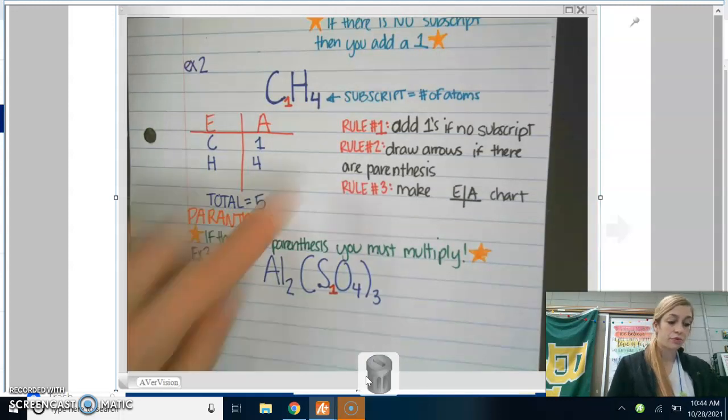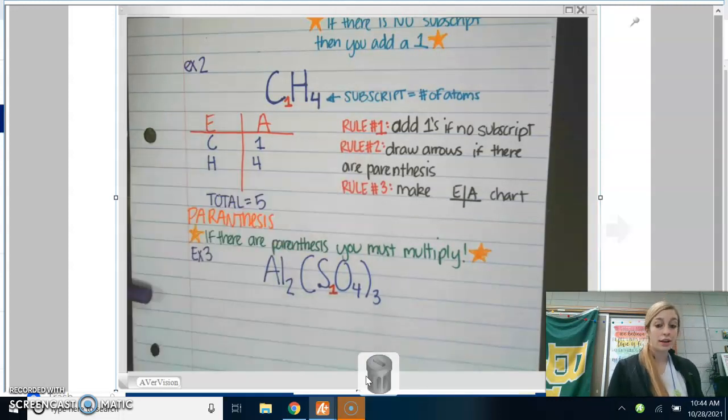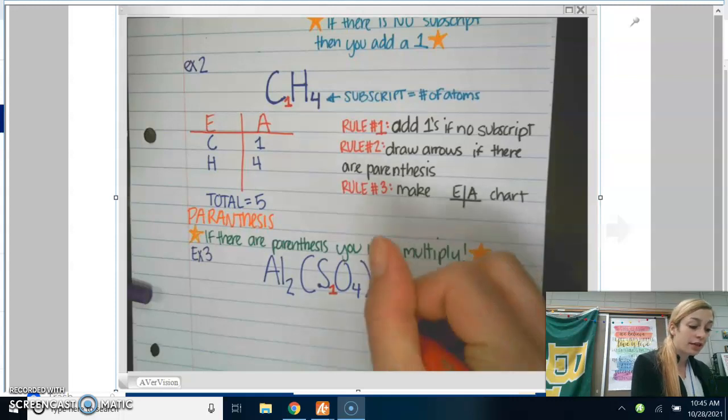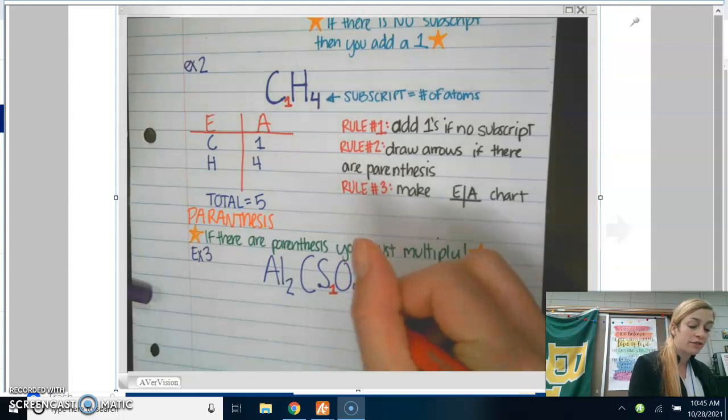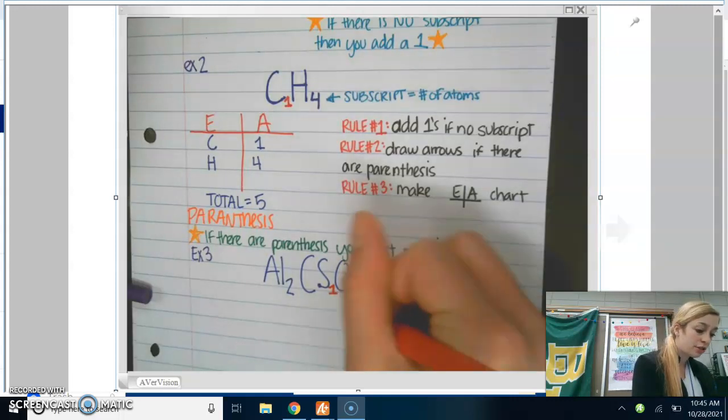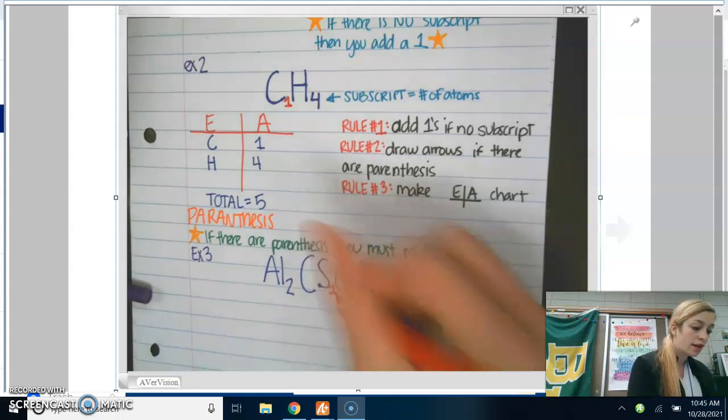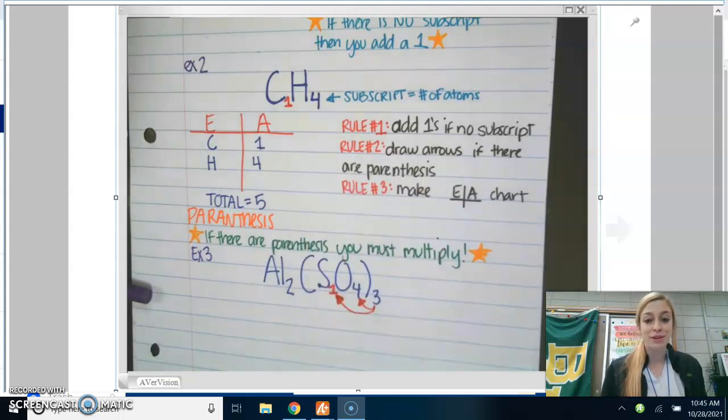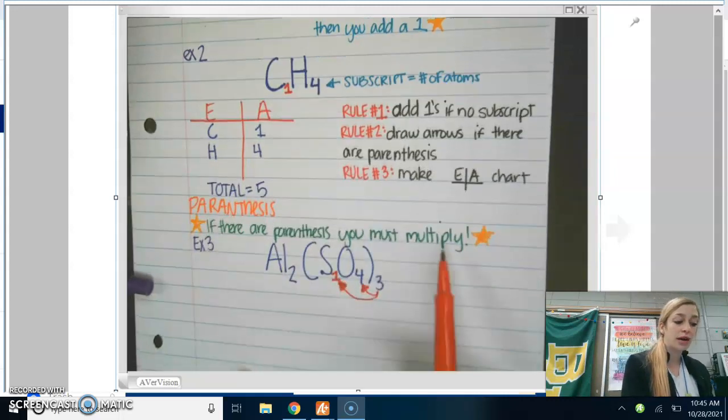All right. Rule number 2. Draw arrows if there are parentheses. So let me show you what that means. We are drawing arrows to distribute. All right, we are drawing arrows to show we are distributing. You've used that word in math class. The 3 is being distributed to the 4 and being distributed to the 1. An arrow means you multiply. When you see an arrow, you must multiply.